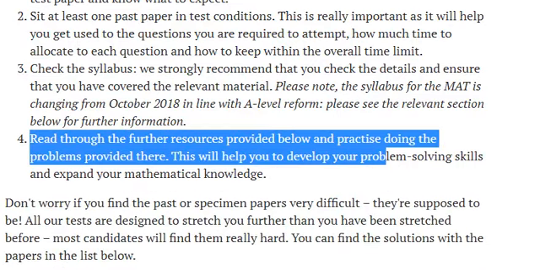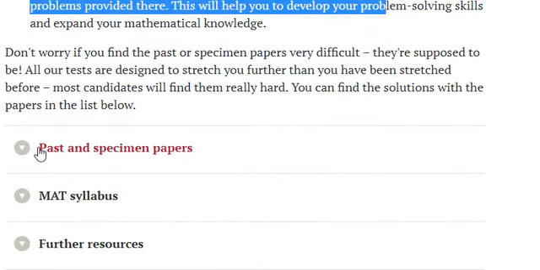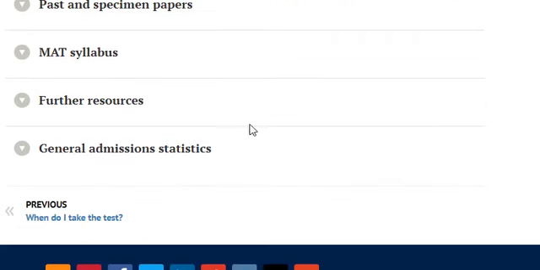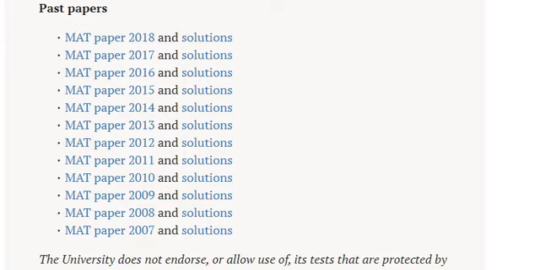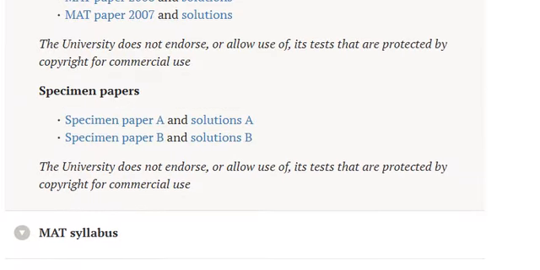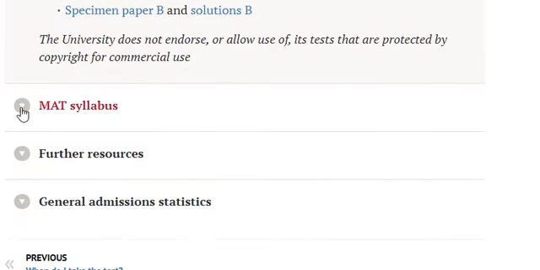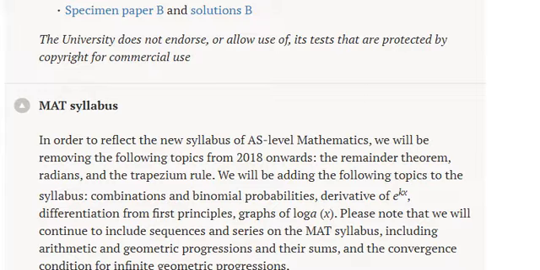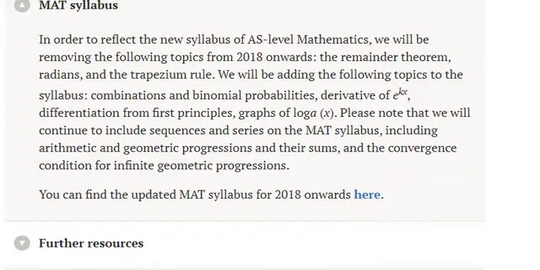So let's say you have here past specimen papers and MAT levels and the further resources. You can go through all these papers, and the solutions are also given. So you can attempt these papers in actual test conditions. And then you have a math syllabus here. The math syllabus contains topics like combinations, binomial probabilities, derivatives. You can find the updated math syllabus here.